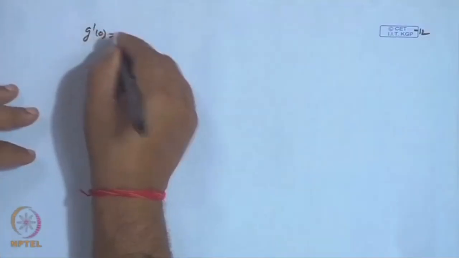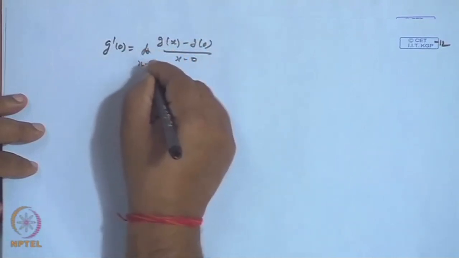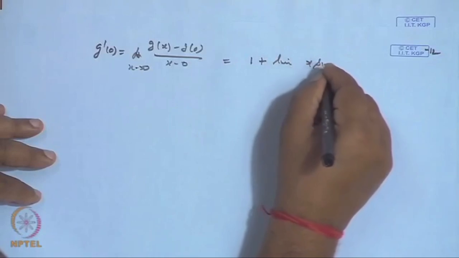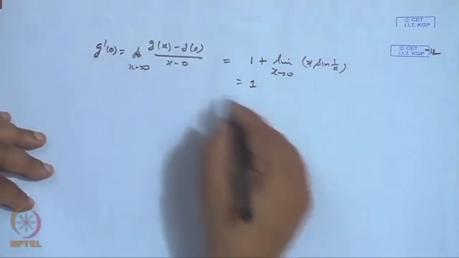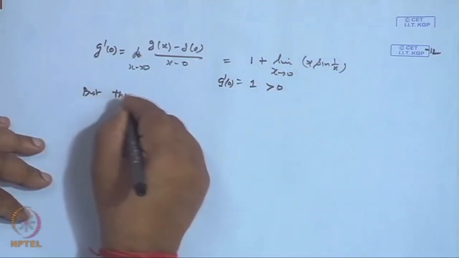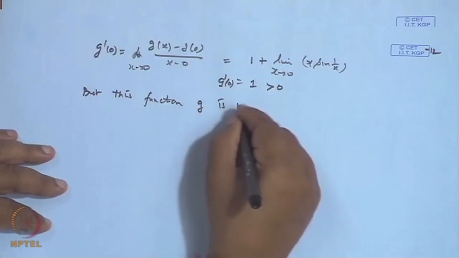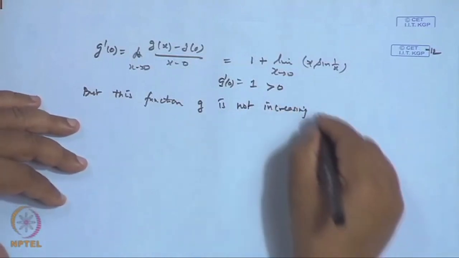Now, the derivative of the function g, g prime 0, is the limit as x tends to 0 of g(x) minus g(0) over x minus 0. So, that comes out to be what? 1 plus the limit of x sin 1 by x as x tends to 0, and this limit comes out to 0. So, we get g prime 0 is 1, which is strictly positive, but this function g is not increasing in any neighborhood of 0.